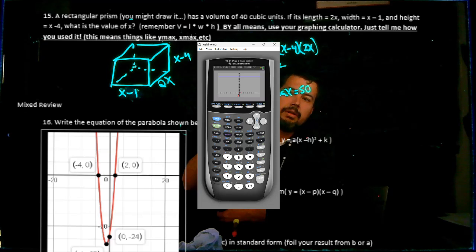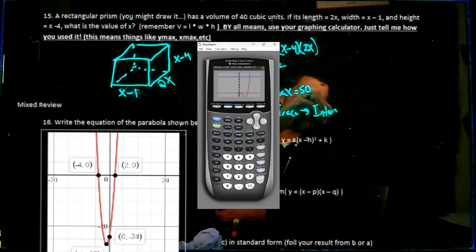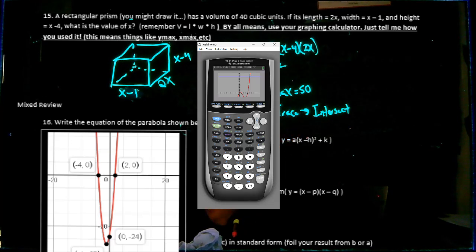Now what I'm going to do here is I'm going to do second trace, intersect, because solutions happen where two things cross paths. So second trace, 5 for intersect. Get your little cursor close, and then you're going to press that enter key 3 times. Enter, enter, enter. And there you go. The solution was 5. X equals 5.